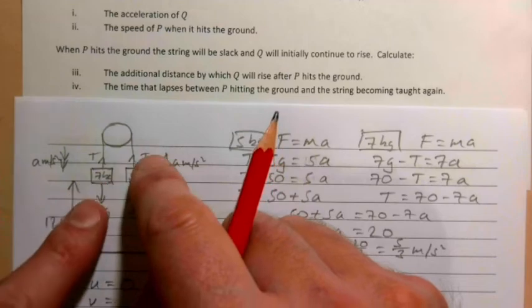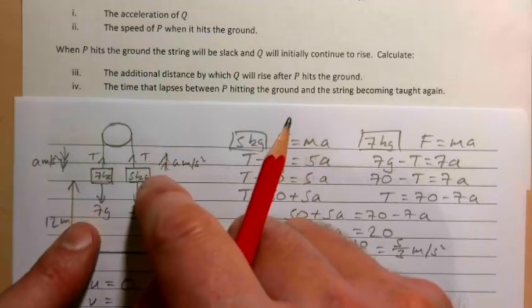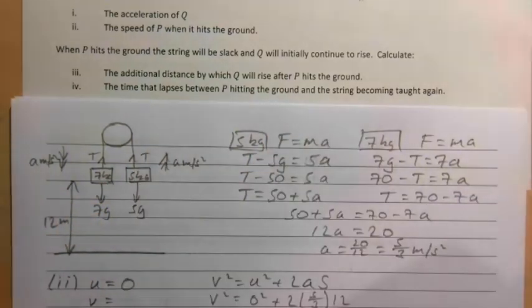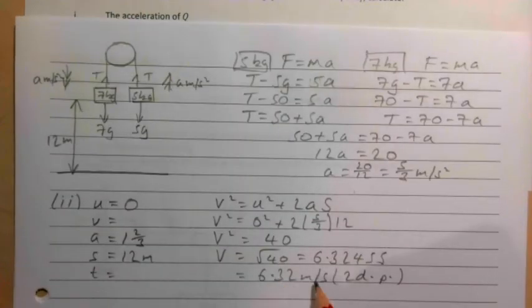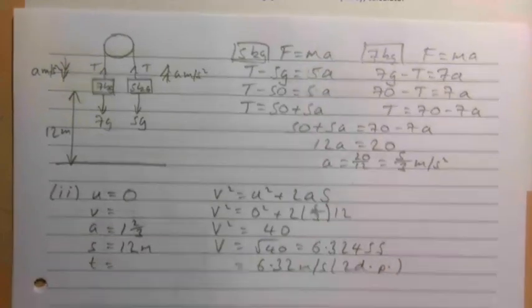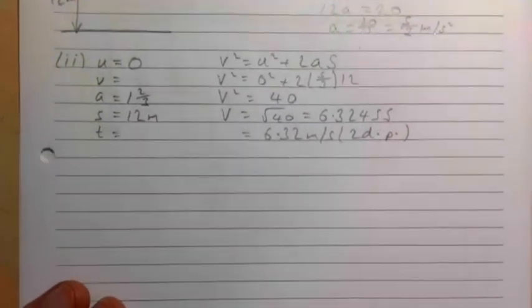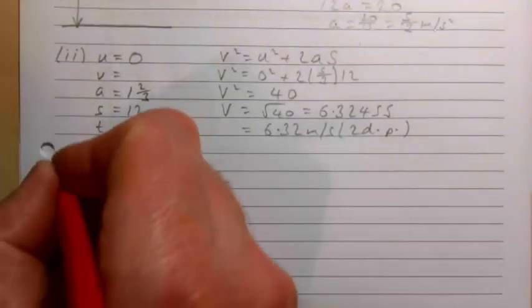Now, whenever that happens, whenever it becomes slack, the T disappears. So it's just like me throwing something up in the air with a speed of 6.32 meters per second and seeing how far it goes. So that's what's going to happen. So let's take that down just as a wee statement, and then we'll try and do the sums for it. It's quite a tough one.